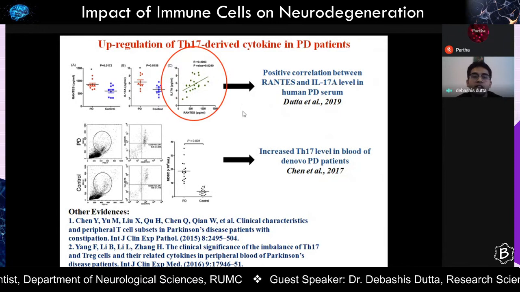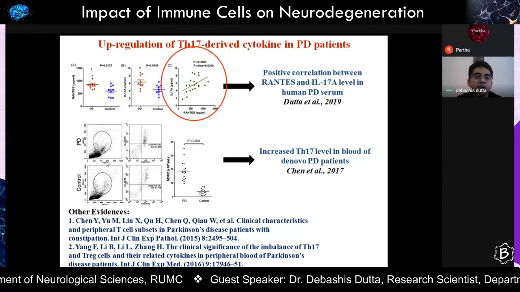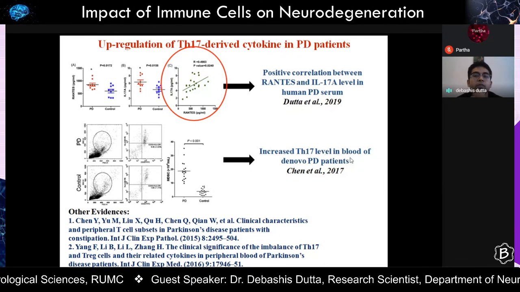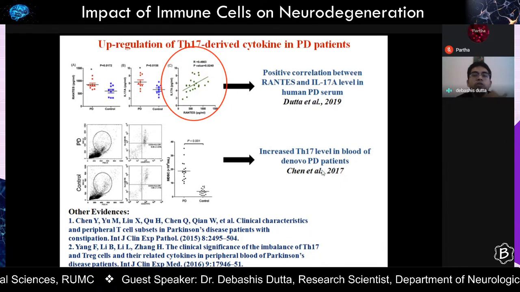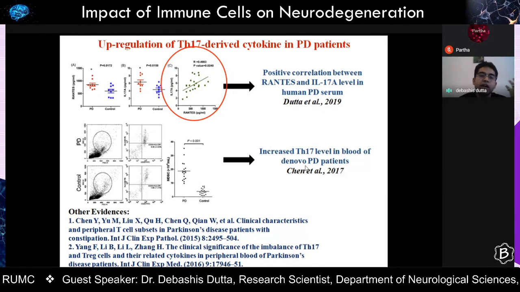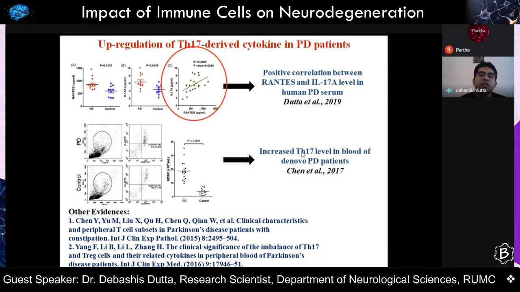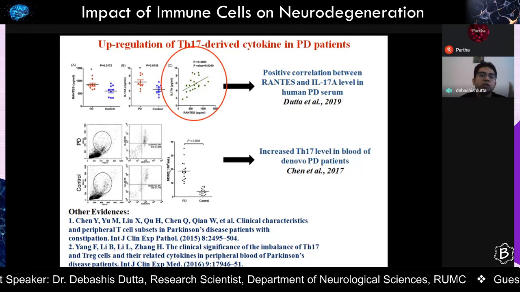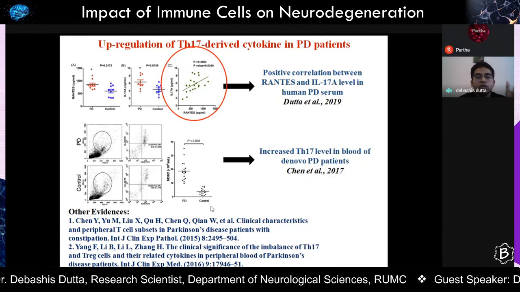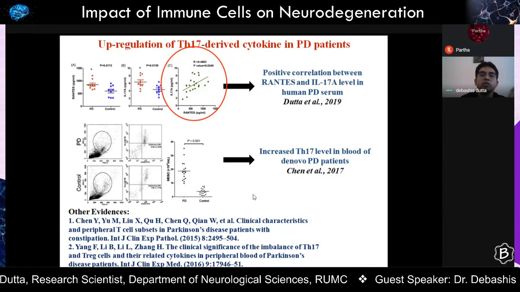This finding is also supported by some other findings, shown by FACS analysis of the T cells, that Th17 level is increased in the blood of de novo PD patients. De novo means early onset PD patients who have just been diagnosed and not received any kind of drugs. In those patients also, they found a higher level of Th17 or Th17 specific cytokines in the serum of the blood. And these are some other reports which firmly show that Th17 is involved in Parkinson's disease and there is upregulation of Th17 in Parkinson's disease patients.